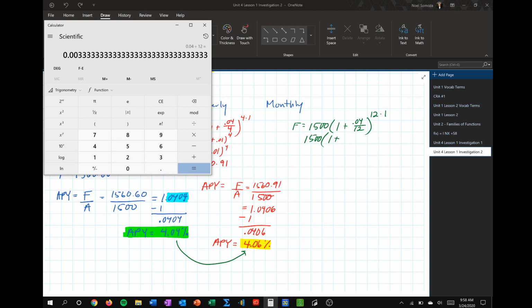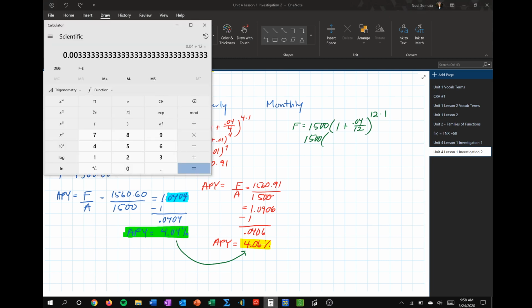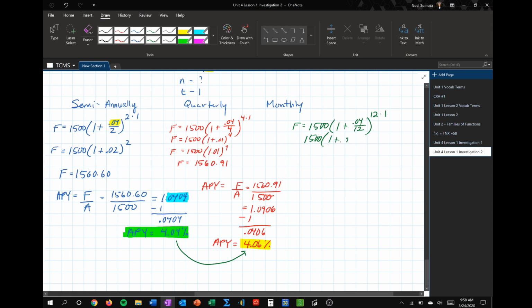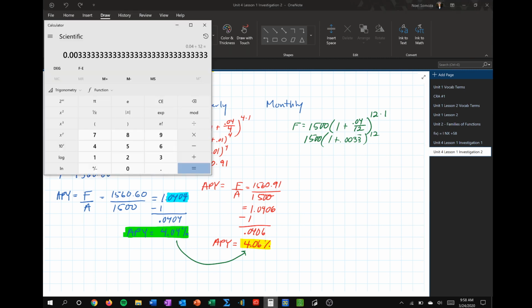Now I know that it's going to be this really long value, so let me go ahead and just add 1 to this. 1 plus 0.0033, and it keeps repeating, to the 12th power. So let me find out what that value is. I add 1 to this, take it to the 12th power, and then multiply times 1500. I end up with a final value here of 1561 with 11 cents.